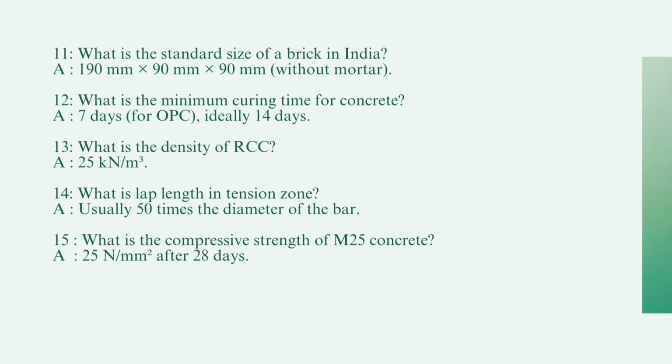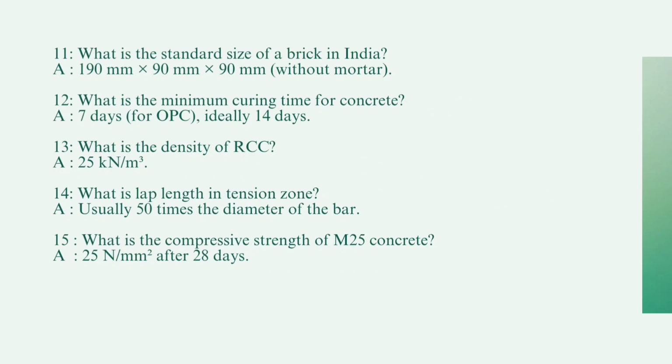What is the standard size of a brick in India? It is 190 mm by 90 mm by 90 mm without mortar. Now the question number 12. What is the minimum curing time for concrete? Answer. It is 7 days for OPC and ideally it is 14 days. What is the density of RCC? It is 25 kN per cubic meter.